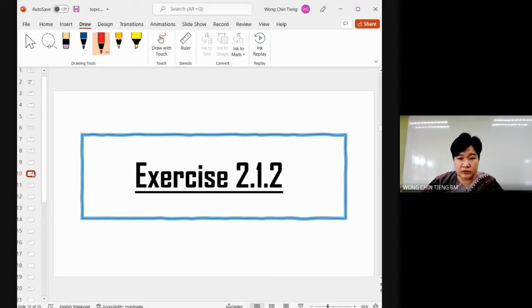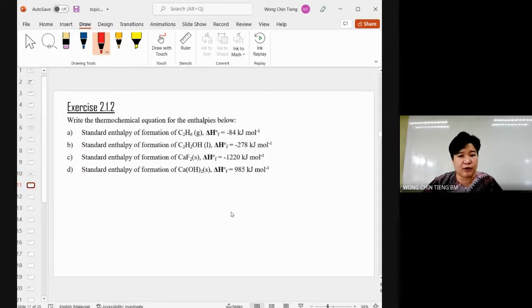So let's go into the exercise. Your exercise 2.1.2, where in this exercise we will focus mainly on how to write the thermochemical equation. Soalan semua ada kan? Dah buat kan? Okay. We will check the equation together. And the most important thing that I want you to do is check the physical phase, check the balanced equation, and the delta H. Make sure you have the delta H in your answer. Okay, that makes your thermochemical equation different from your chemical equation.